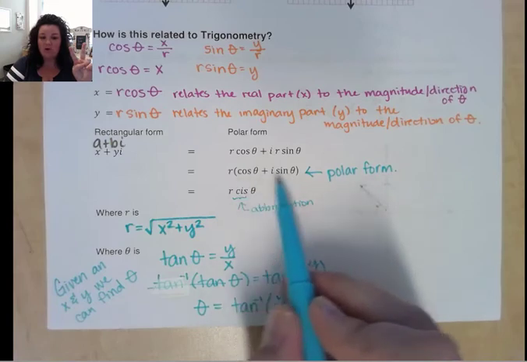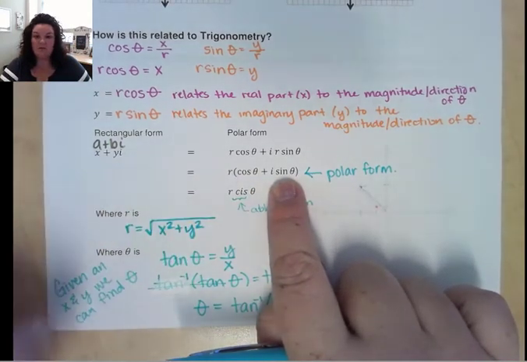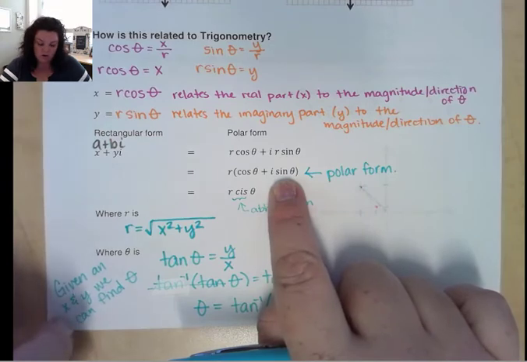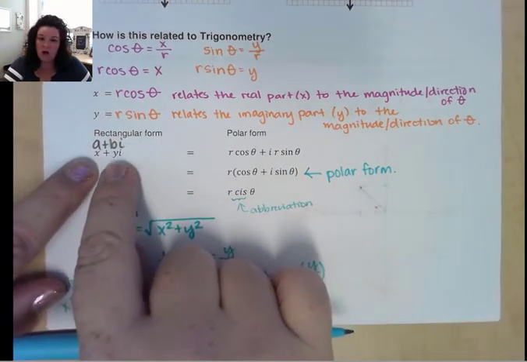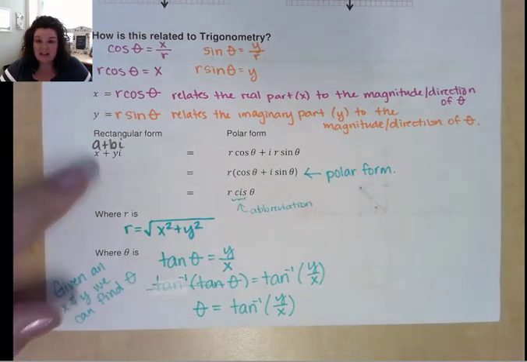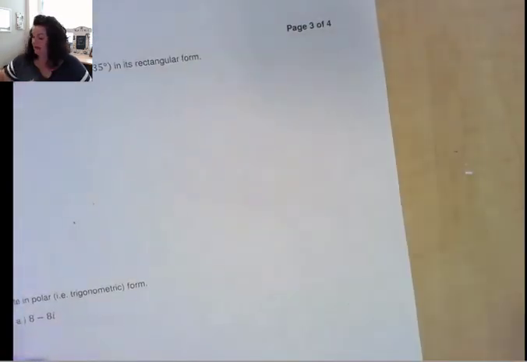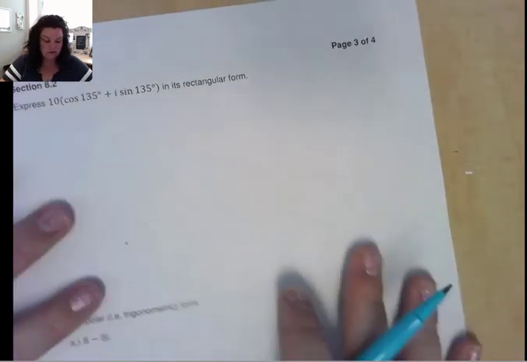If I'm given polar form, then I should be able to look at this and figure out what x and y are. Or if I am given my x and my y, I should be able to figure out what my r and my theta angle are. Okay? All right, so let's look at applying that now.